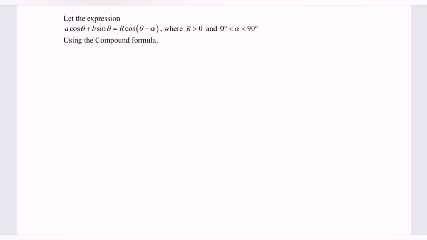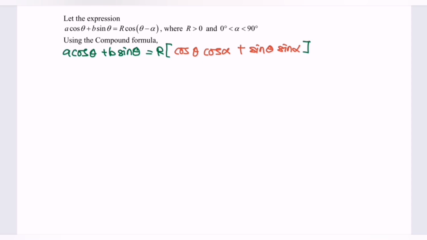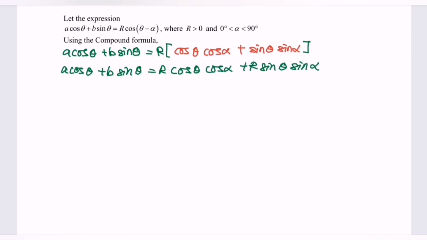So here we have A cos theta plus B sin theta is equal to R, here we have the bracket. By using the compound angle, we have cos theta cos alpha plus sin theta sin alpha. So if we expand and compare the situation, A cos theta plus B sin theta is equal to R cos theta cos alpha plus R sin theta sin alpha. So kindly compare the situation.